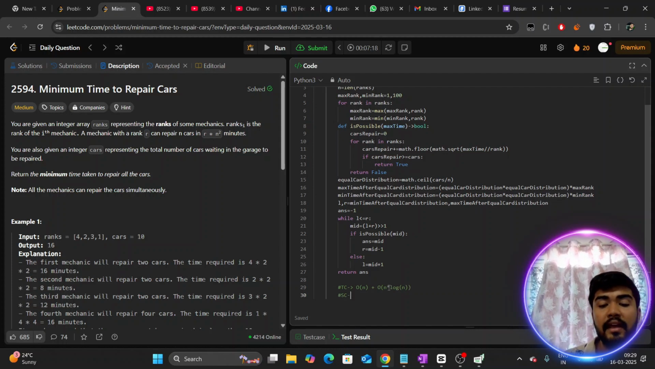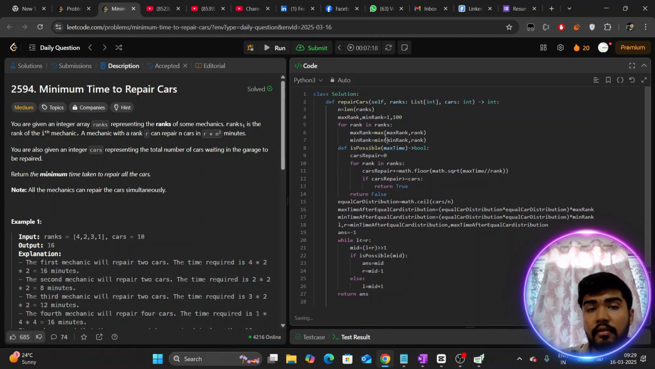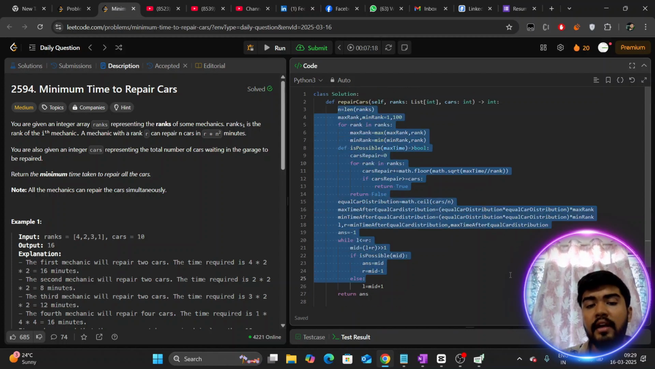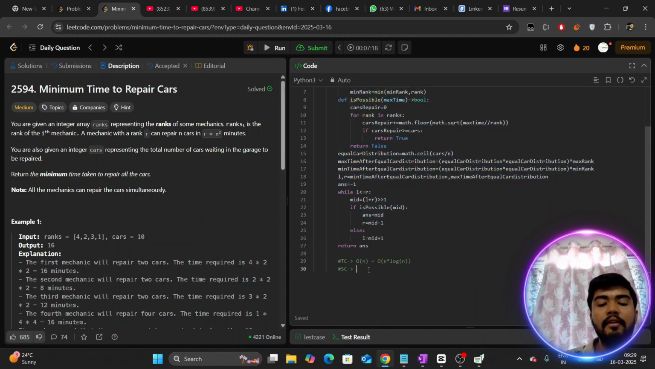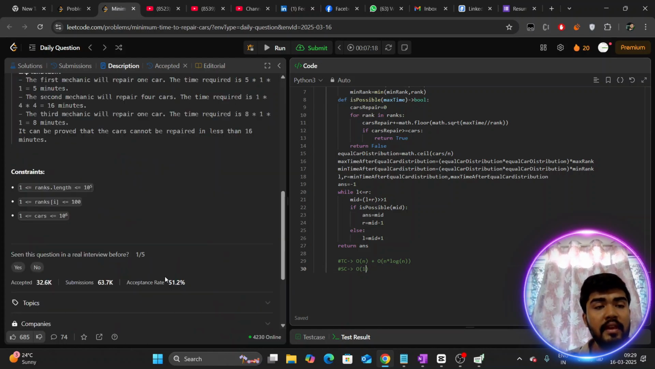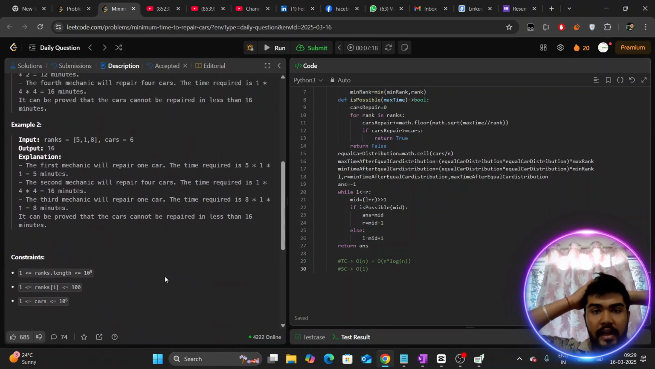And are we using any space altogether? No, right? All are variables. All are variables for today. So the space part we are very good. We are using space of big O of 1 altogether. Right, so that is all about today's question.